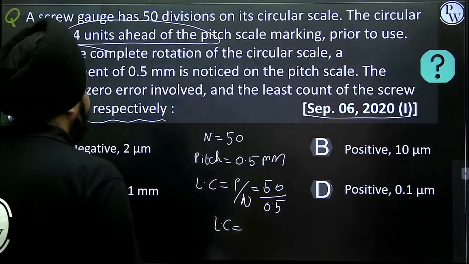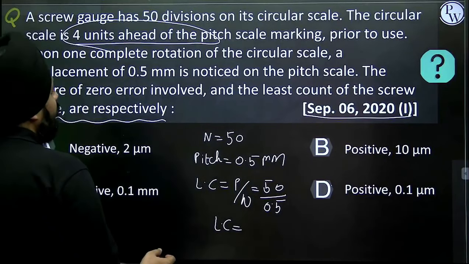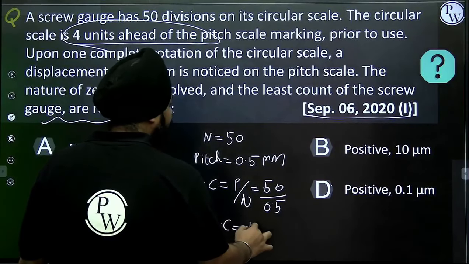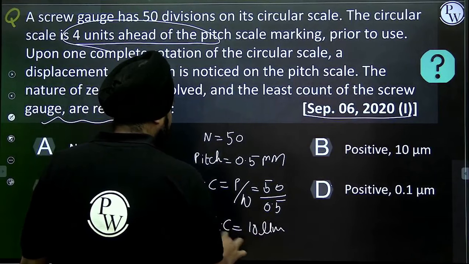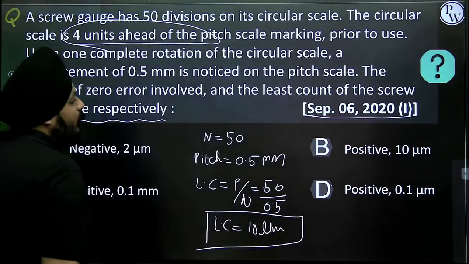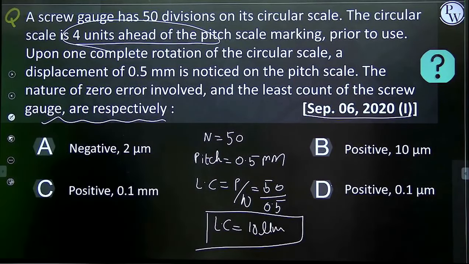So it will be approximately 0.5 mm, right? Yes, so it will be 10 micrometer. Okay, least count will be 10 micrometer. It is 0.5 and 50 divisions are there.